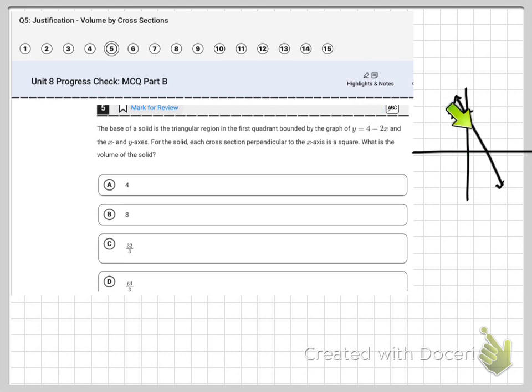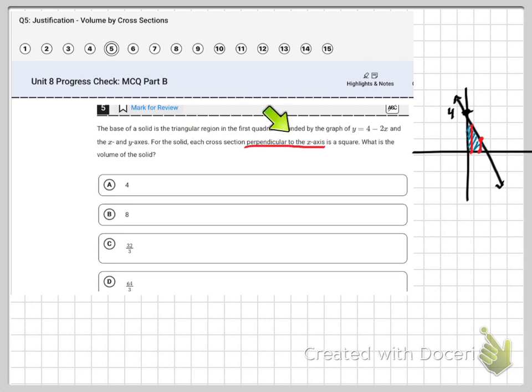You see, I've got my y-intercept at 4. The slope is -2 over 1 because that's the number that's multiplying x. So I go down 2, right 1. And it looks like we got our triangle. Okay, we're bound by the x and y axis. And then we get to the part where it talks about the cross sections.